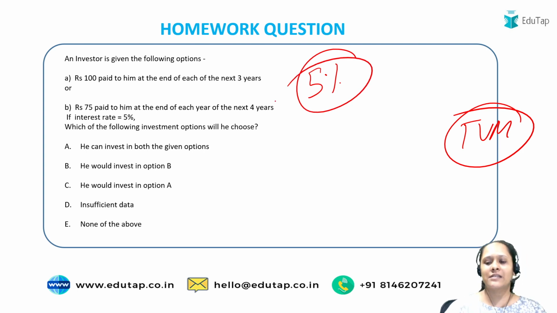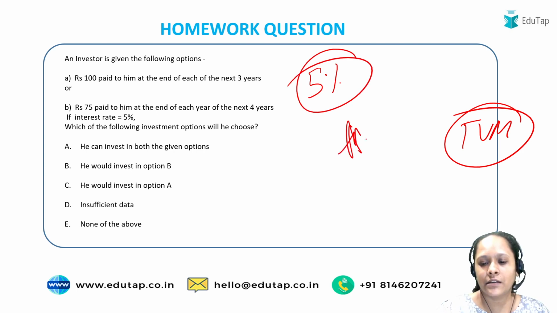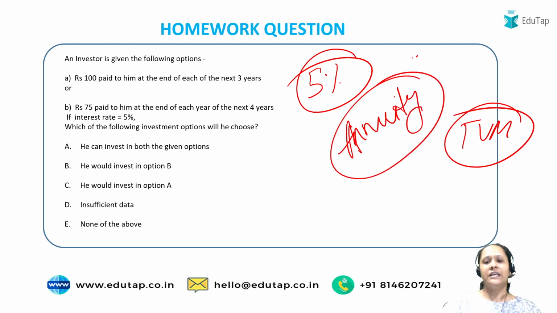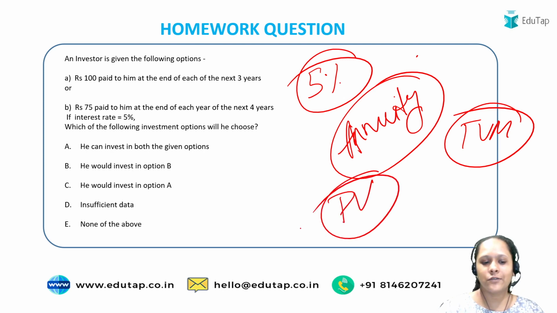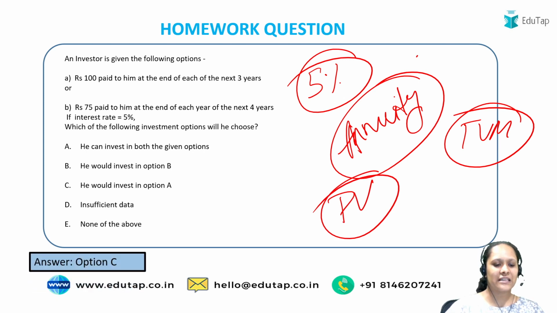Now this is an example of an annuity. What is an annuity? When you receive equal amount of cash flows for a fixed period of time, and in this case you need to find the present value of the annuity. The correct answer to the question is option C, that the investor can make his investment in option A, that is, he can receive rupees 100 for the next 3 years.